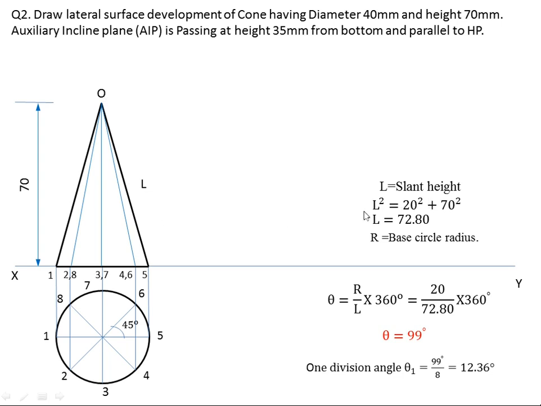Now find out the slant length. L is equal to the square root of 20 square plus 70 square. So L is equal to 72.80. So this is the slant length.